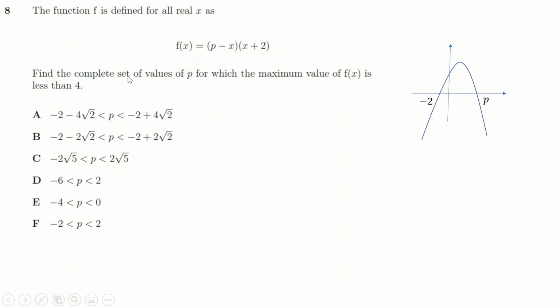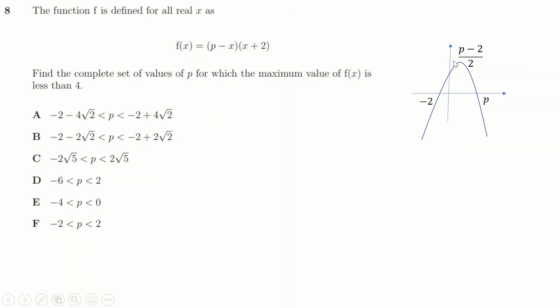And now it's saying find the complete set of values for which the maximum value, so this value here, is less than 4. Well, okay, so what's the x value at the turning point? Well, quadratics is symmetrical. This one doesn't look like it because I've drawn it badly, but it's just a sketch. But quadratics is symmetrical around the turning point. Now, if the roots are at minus 2 and p, that means the turning point is the average of those two things. So the x-coordinate of this turning point is p minus 2 over 2. You just add the roots together, which gives you p plus minus 2, which is p minus 2, and divide by 2. So that's the x-coordinate of the turning point.